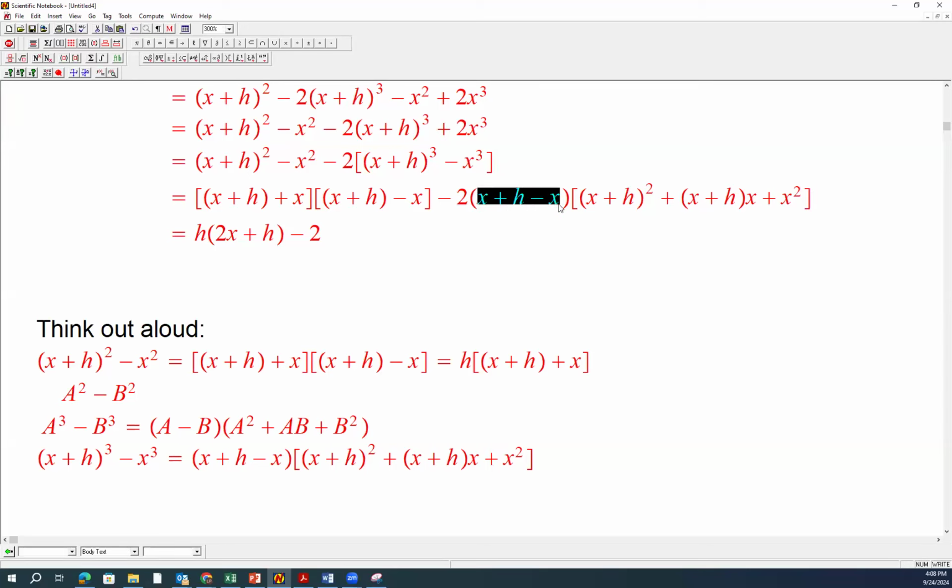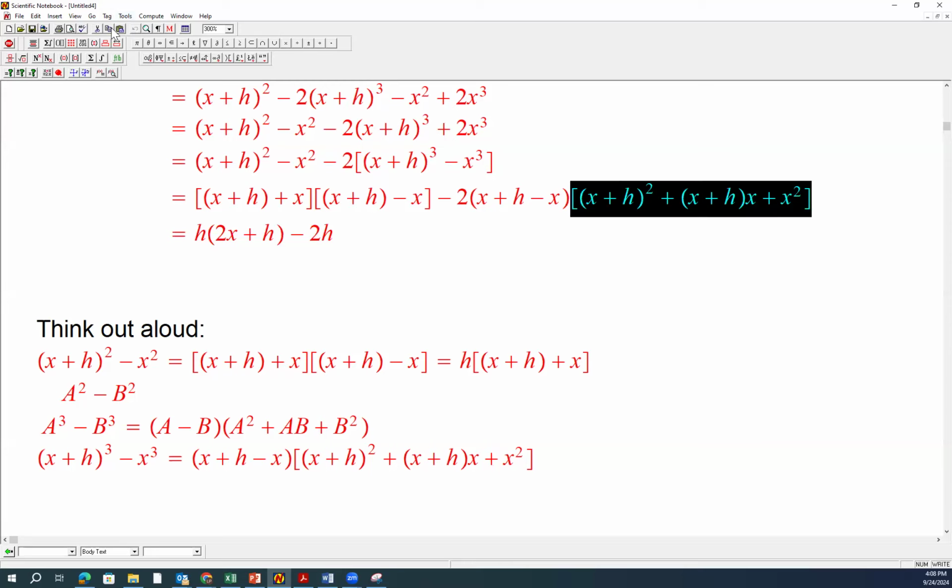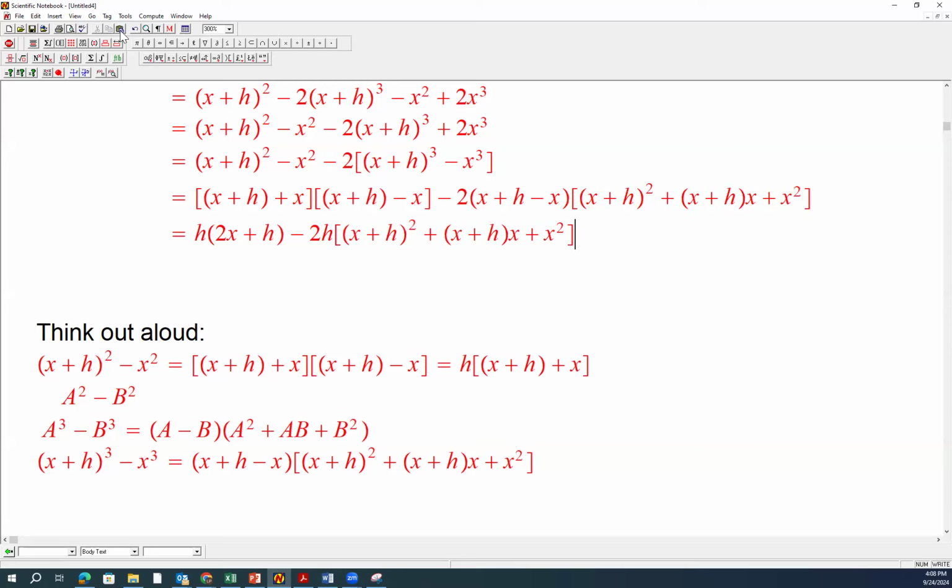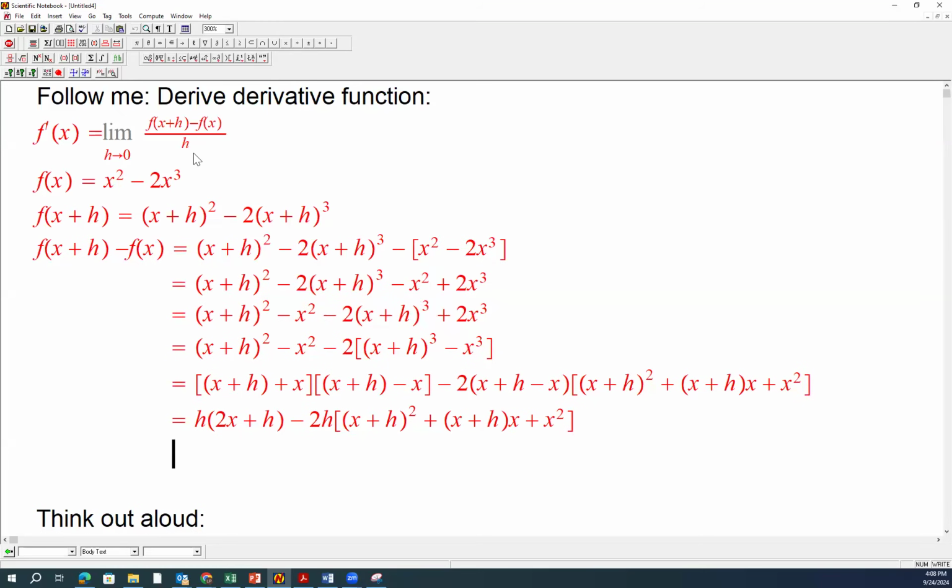And x plus h minus x, that's going to give me just h. And the bracket, I'm going to keep it there. I'm not going to FOIL unless I have to. So now I have x plus h squared plus x plus the whole thing in the bracket. And I got an h here and I got an h here. So now we know that we're going to simplify the h if we can derive an h from the top.